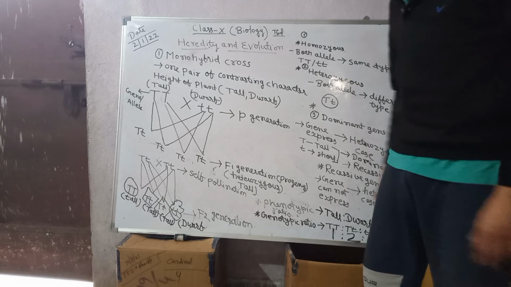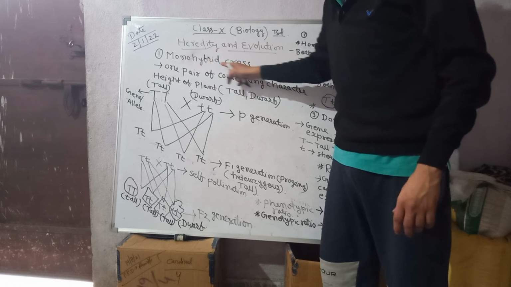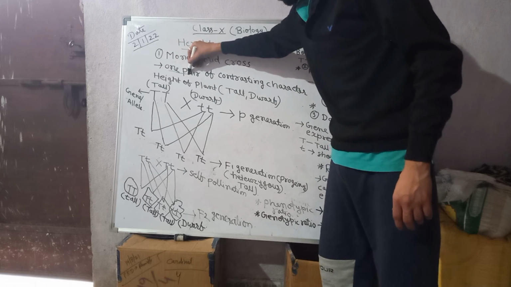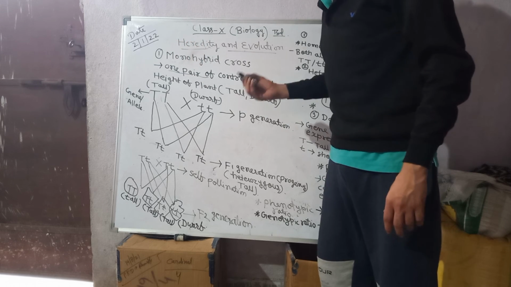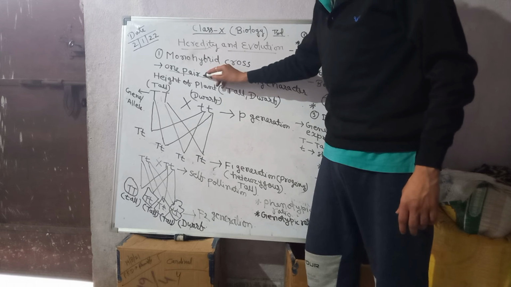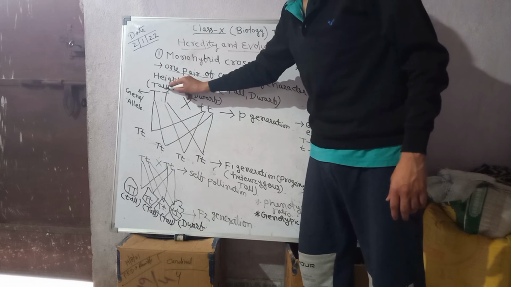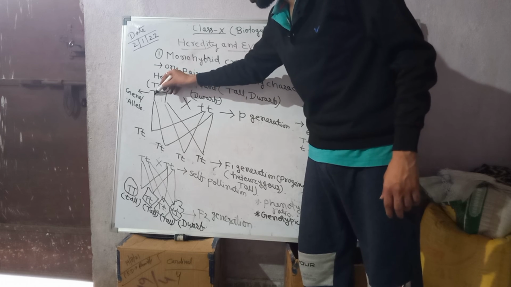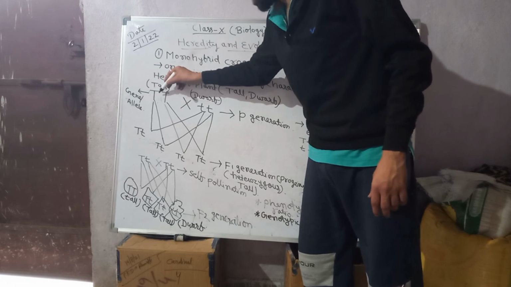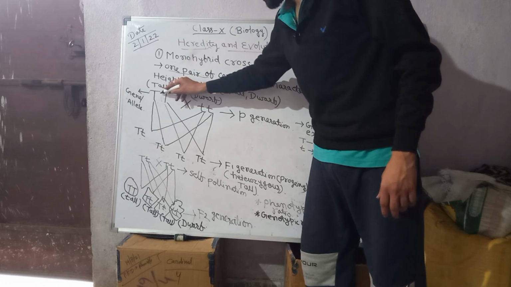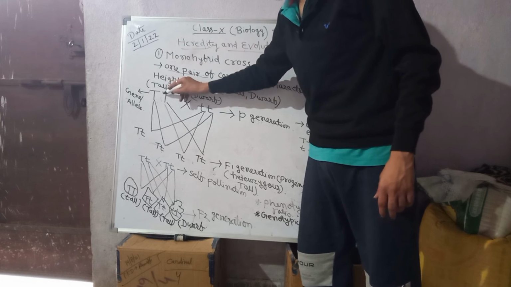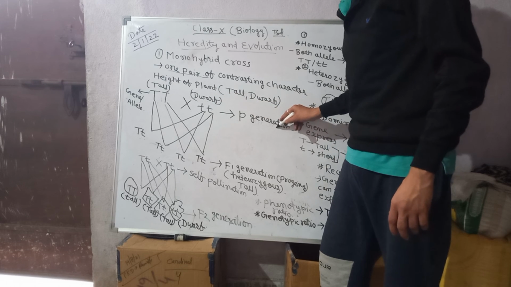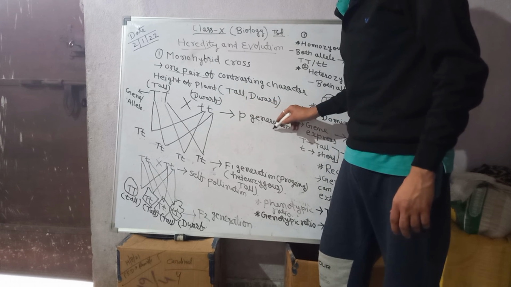Again, we are doing the quick revision. We are in the monohybrid cross, when one pair of contrasting character is taken for doing the experiment, so it is monohybrid. Here you are taking one tall pea plant, one dwarf pea plant. This tall pea plant will contain two genes or two alleles, and these alleles they are getting from their parent. This is the first generation, the parental generation.